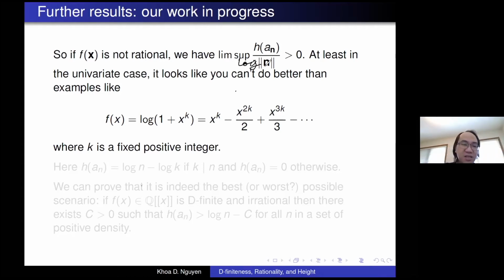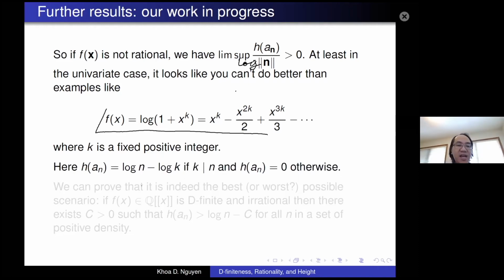All right, so at least in the one variable case, depending on the point of view, the best or the worst extreme case we can do is something like this function, where k is a fixed positive integer. So it's not rational, and the coefficients look like this. Here, the height of a_n is log n minus log k if k divides n, and 0 otherwise.